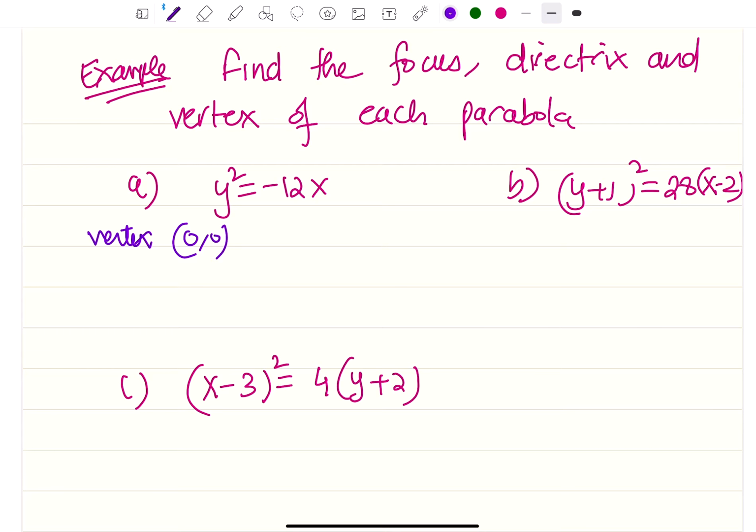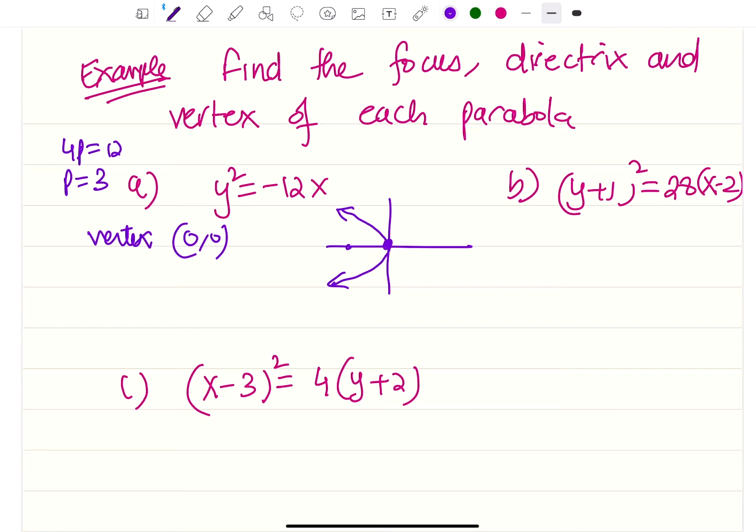Now we want to think about the focus and directrix for this parabola. This parabola is going to open towards the left. So let's think about how it is going to look. We have 4p equal to 12, so p is equal to 3. The vertex is (0, 0) and the parabola opens towards the left.